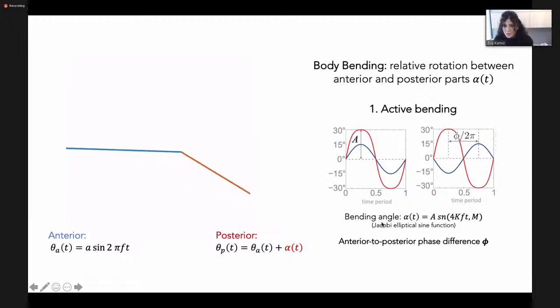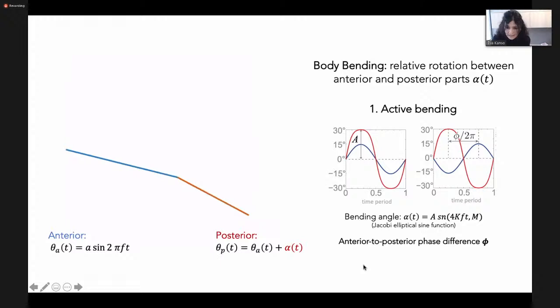And I'm going to introduce a new parameter that was not discussed in Jack's original paper, which is this phase between the anterior and the posterior. So this phase difference between the two parts of the body turns out to be an important parameter to consider.